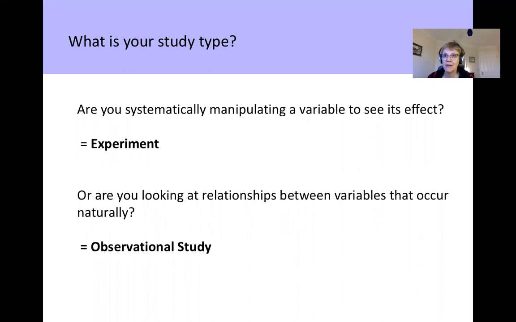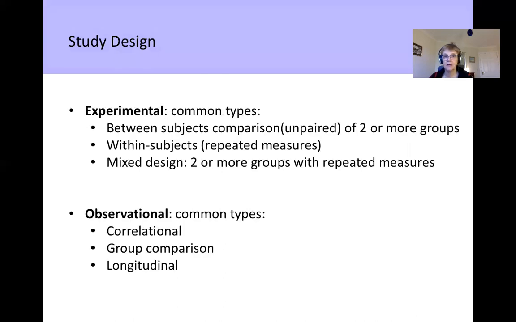That distinction can become quite important, because in an observational study, you don't have experimental control in the way you do in an experimental study, and that can affect your design. If you are then taking it a step further, if you're doing an experimental study, are you comparing different groups, two or more groups? Are you obtaining repeated measures on the same individuals? Have you got a mixed design with two or more groups with repeated measures?